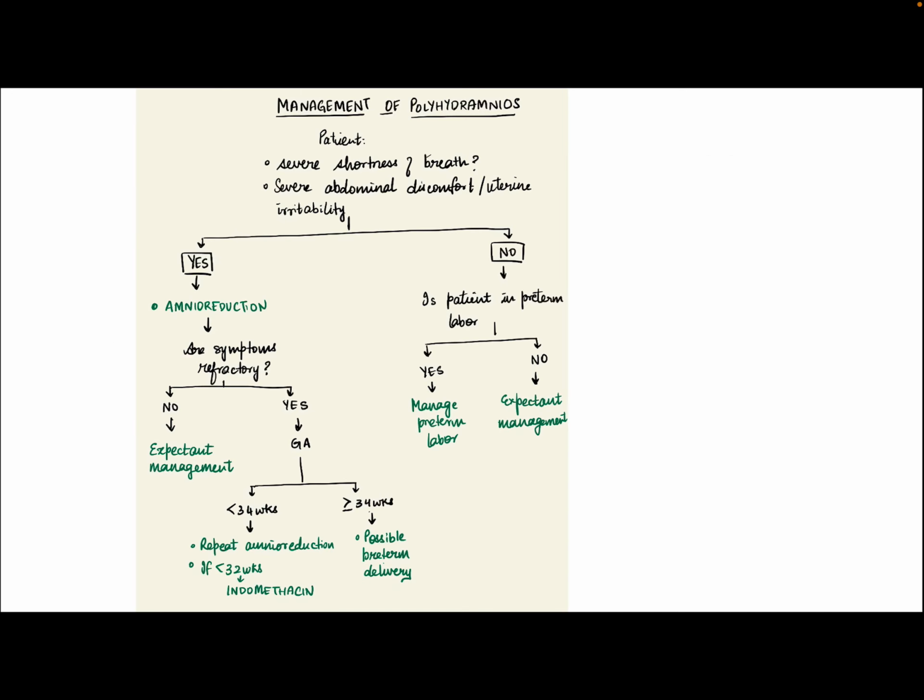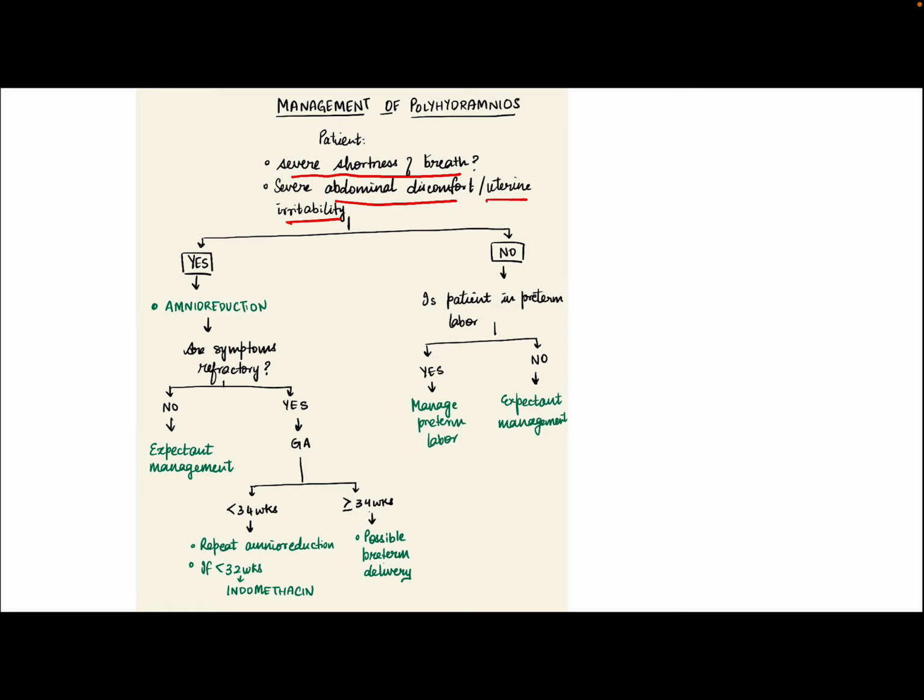Coming to the management of polyhydramnios, the first thing to do is to assess the symptoms in the patient and how severe the polyhydramnios is. Severe polyhydramnios is when the AFI is more than 35 centimeters or the SDVP is more than 16 centimeters. Severe symptoms in such patients are very severe shortness of breath, severe abdominal discomfort, or uterine irritability. If these are not there, if the patients are just asymptomatic or they do not have severe polyhydramnios, we do not go for any type of intervention because pregnancy outcomes will not be very much affected.